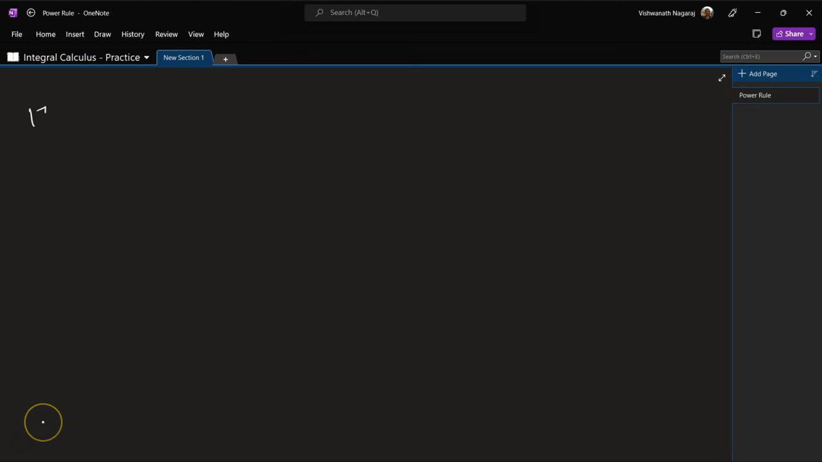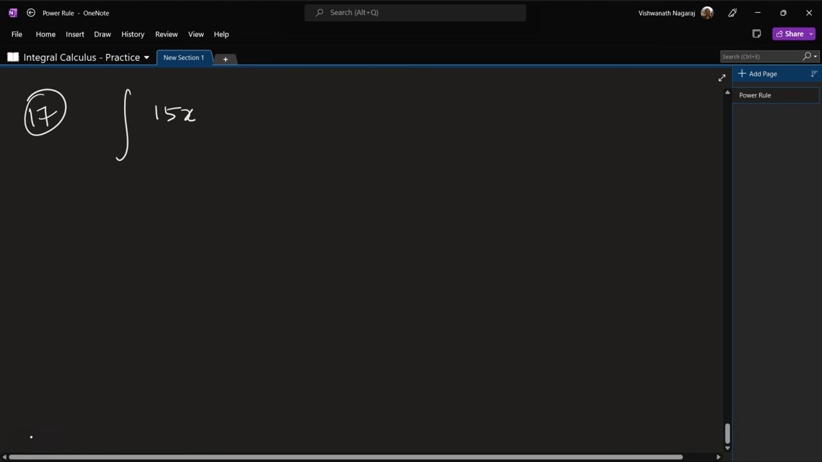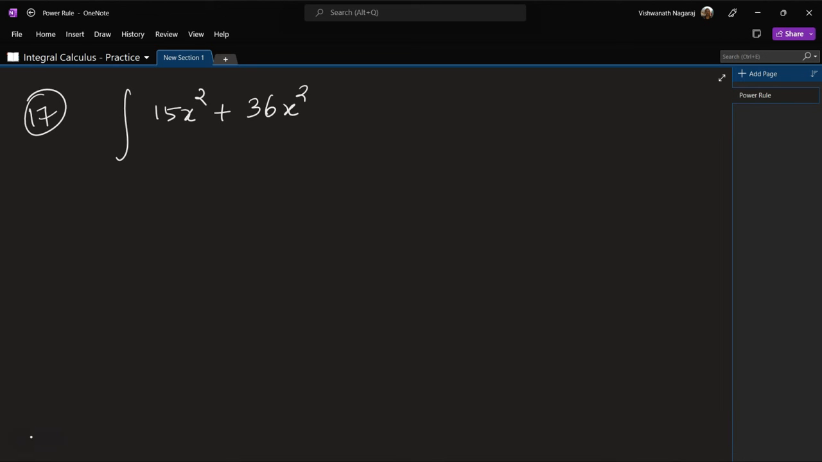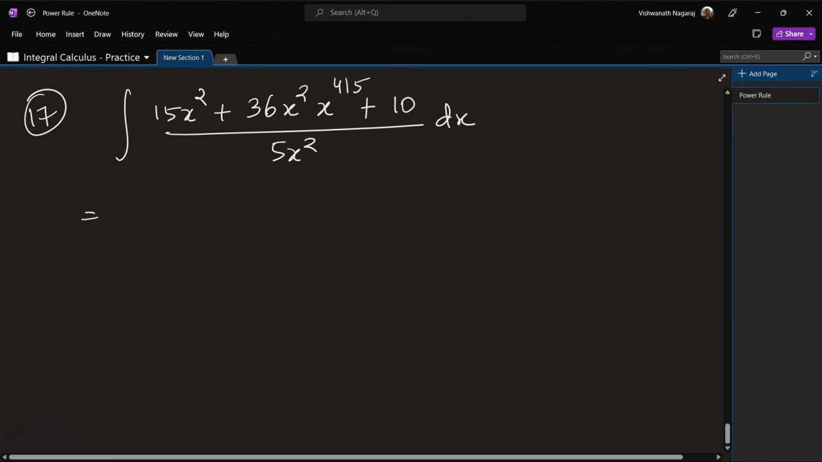Okay, 17th one. Integral of 15x square plus 36x square x to the power of 4 by 5. This might also be written as fifth root of x to the power of 4. So you'll have to convert it to this form. Divided by 5x square dx. Okay, now let's simplify this first.